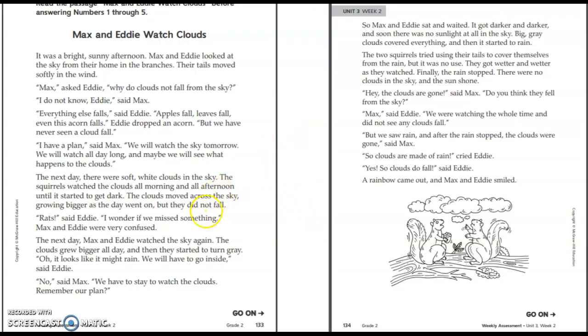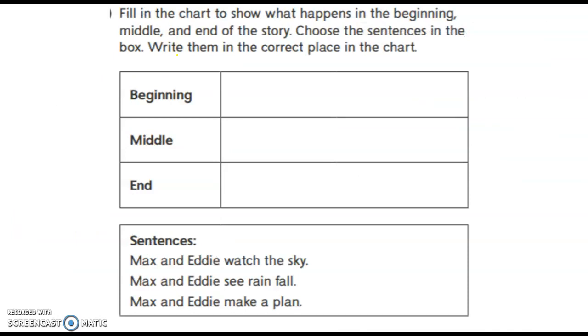And I'm going back and I'm rereading. And as I'm looking, it looks like in the first paragraph it says, Max and Eddie looked at the sky. And that's happening in paragraph 1. So there's my text evidence that shows at the beginning of the story, Max and Eddie are watching the sky. Since I've already used that one, I'm going to cross it out.